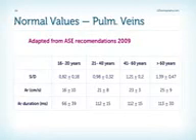And finally, these are the normal values for pulmonary venous flow, for the systolic and diastolic component, for the AR component of the wave, and also for the duration of AR.